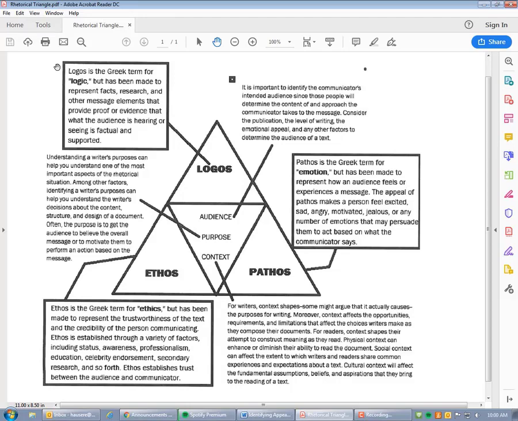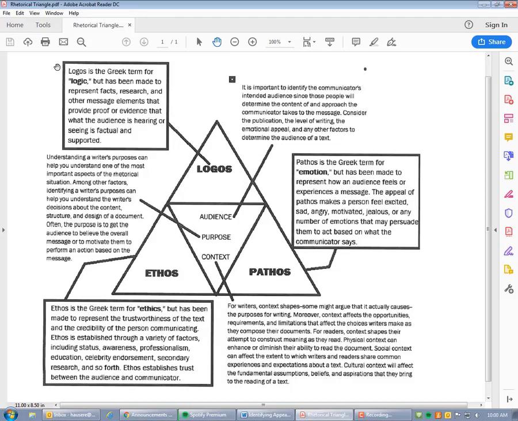For writers, context shapes, some might argue that it actually causes the purpose for writing. So context is anything surrounding the argument or the text. So anything that causes authors to write the article, anything that affects the way they write the article. So audience would actually be considered part of the context. Moreover, context affects the opportunities, requirements, and limitations that affect the choices writers make as they compose their documents.